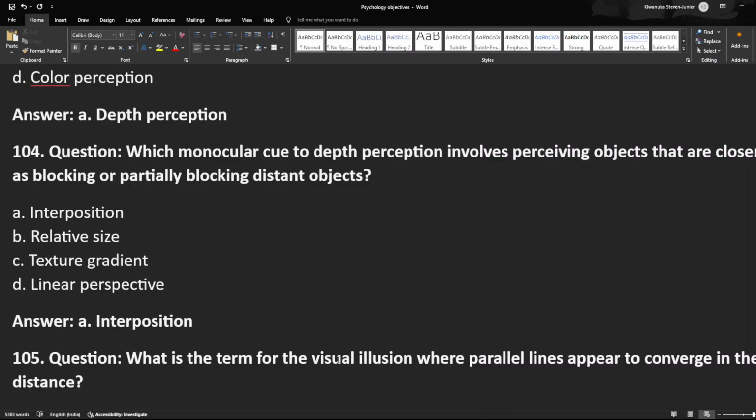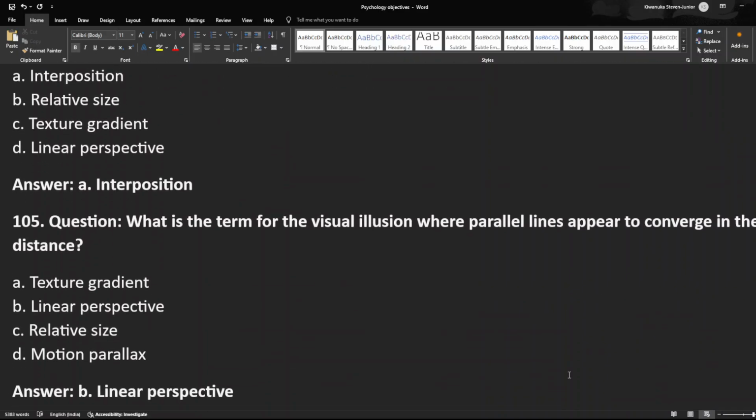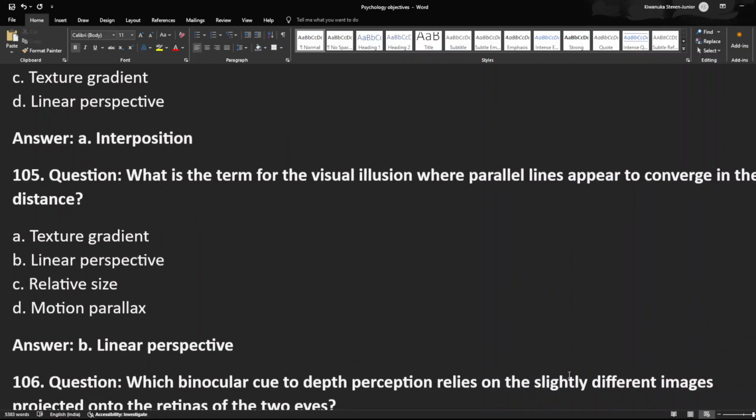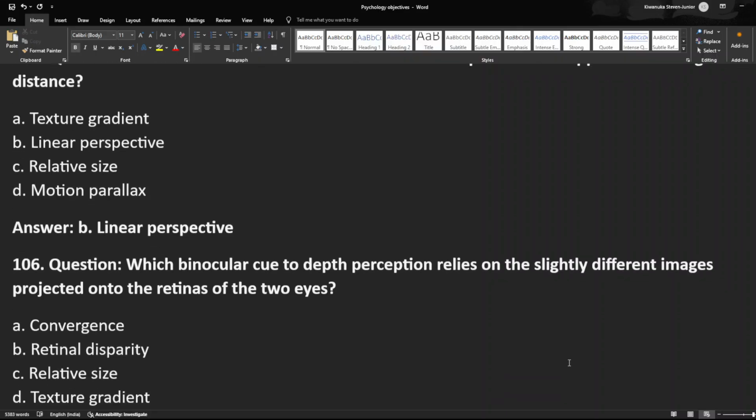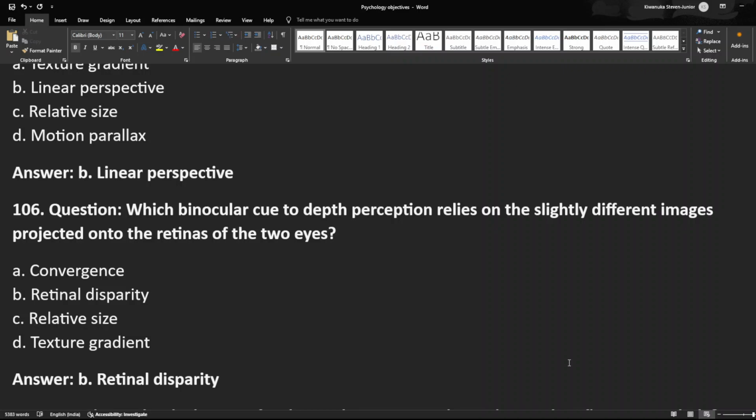What is the term for the visual illusion where parallel lines appear to converge in the distance? Whenever you see parallel lines, it is linear perspective. Which binocular cue to depth perception relies on the slightly different images projected to the retina of the two eyes? We see that is retinal disparity, because they're all supposed to be on one retina.